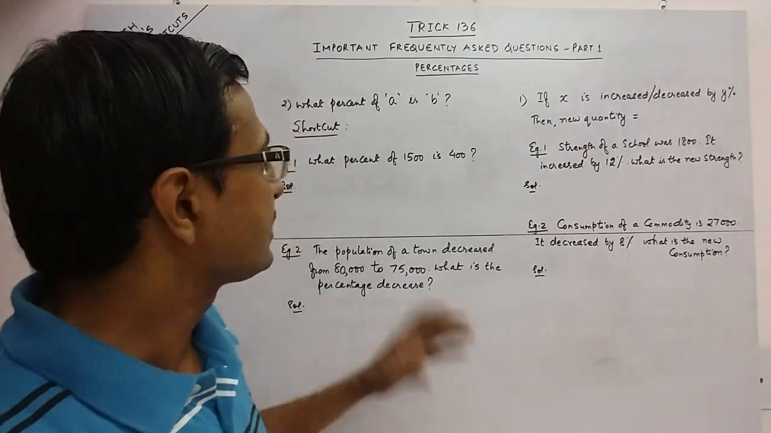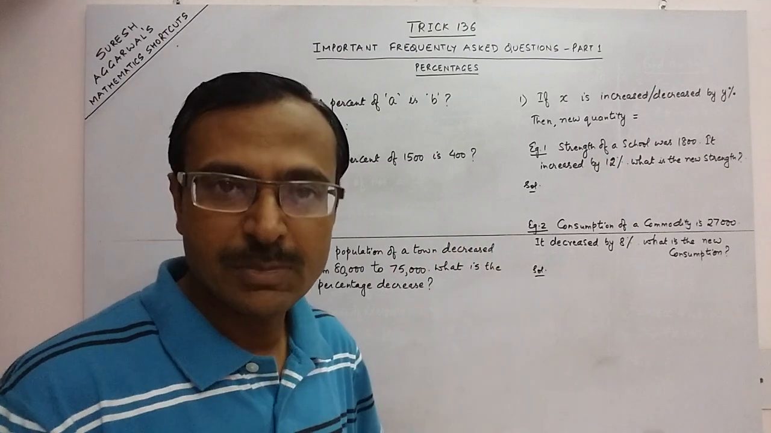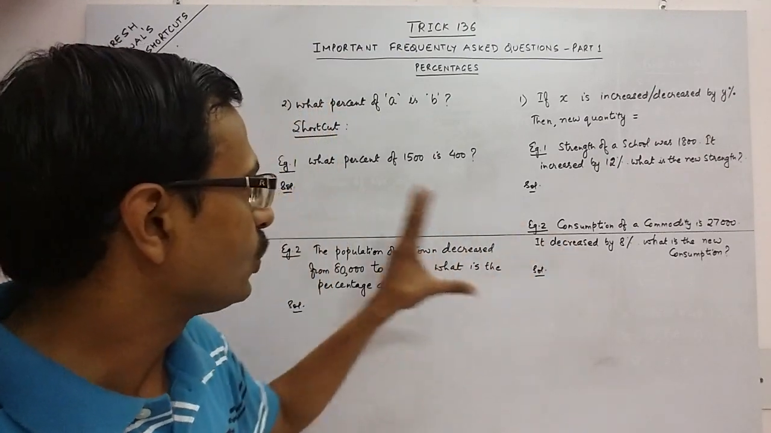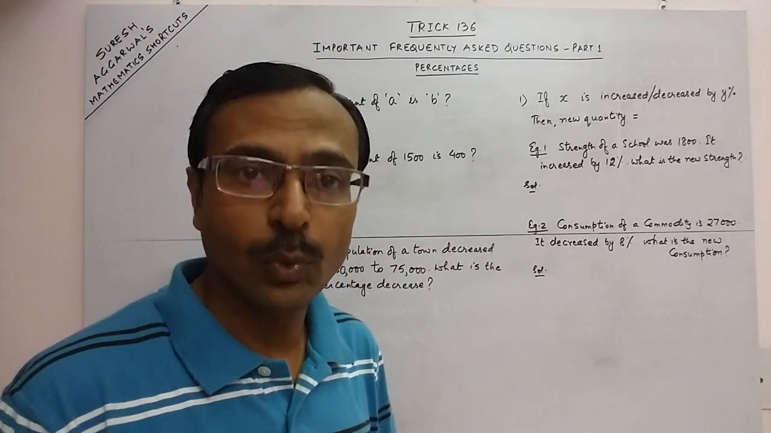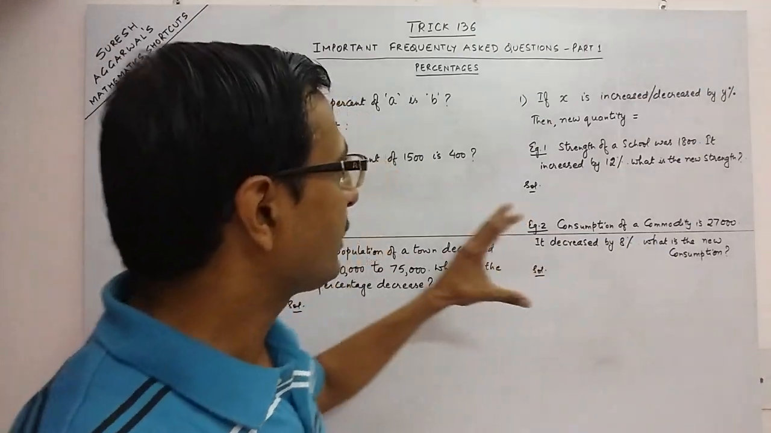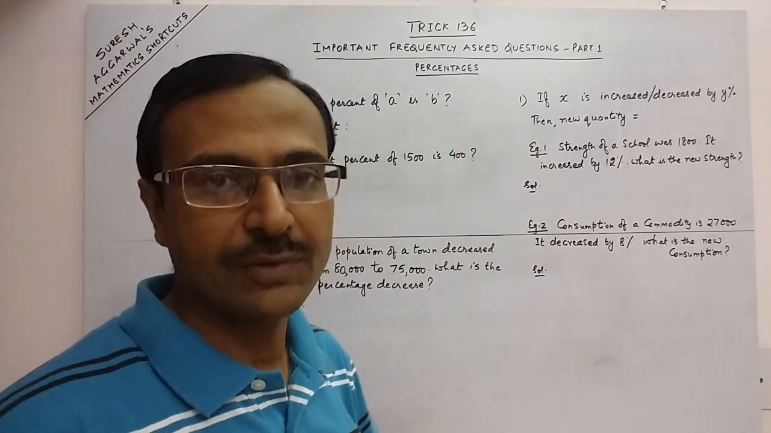So in this part 1 we will be discussing two types of problems which can be solved very easily through shortcuts, and if these problems are done through traditional methods then they consume 5 or 6 times more time than through shortcuts. So these are based on percentages.